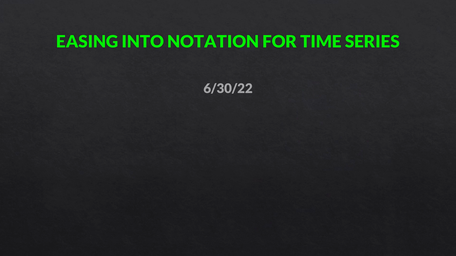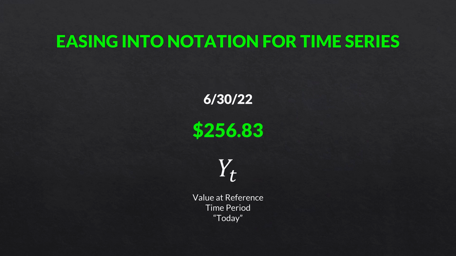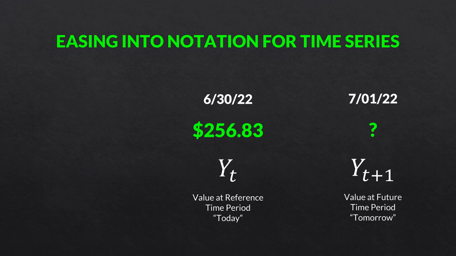Easing into the notation, we have to have a starting point for our time series analysis. That's usually Y sub T. That's our reference time period. That's where everything goes forward from here and backward from here in time. And we write that as Y sub T. So on the day that you and Ravi make your friendly bet, we're going to use that as Y sub T today. The stock price was $256.83. Now you're forecasting into tomorrow. Well, that's T plus 1.